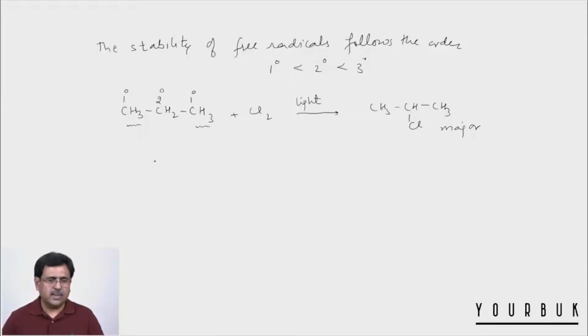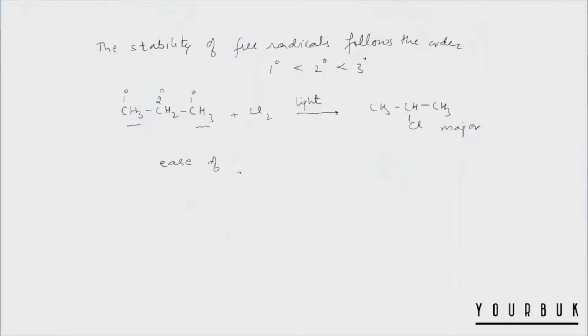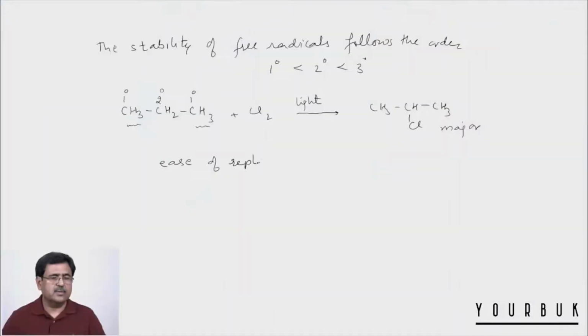So we can also write that the ease of replacement of hydrogen, means which hydrogen is easily replaceable. Now ease of replacement of hydrogen follows this order. 1 degree H most difficult to displace, 2 degree hydrogen, and 3 degree hydrogen is the most easily replaceable.